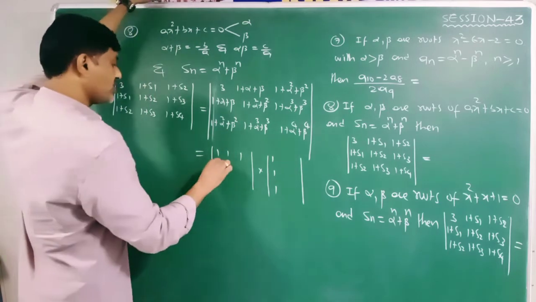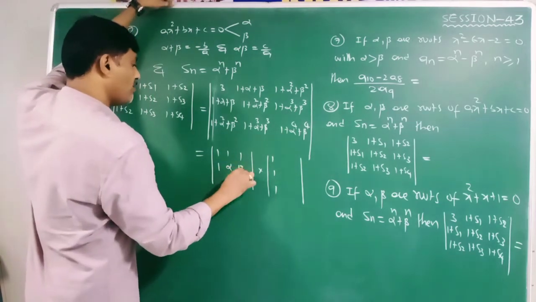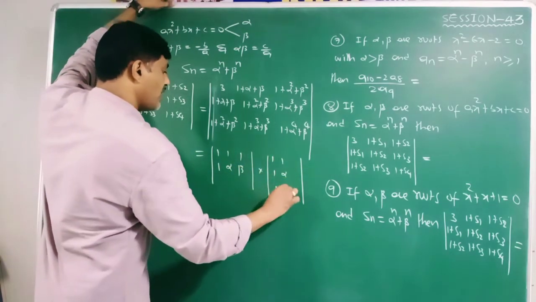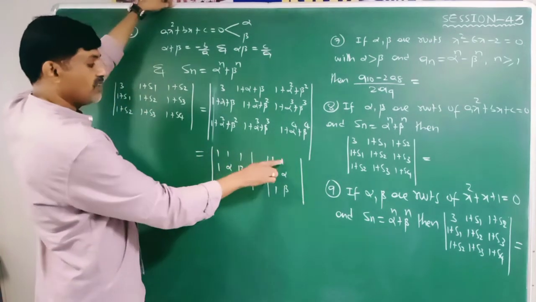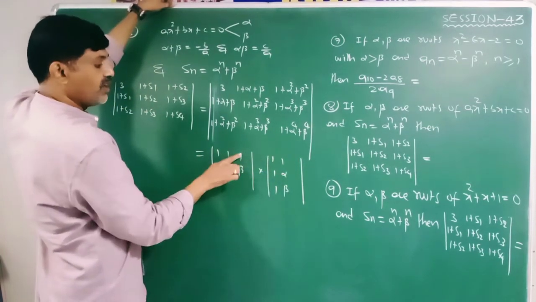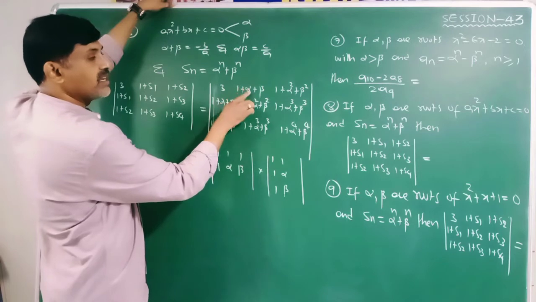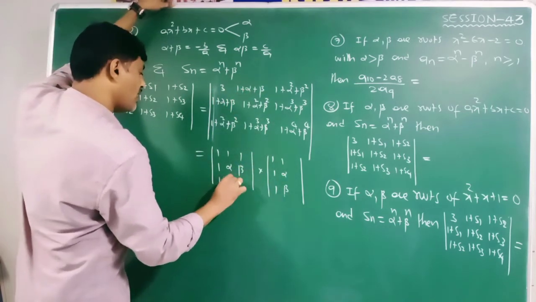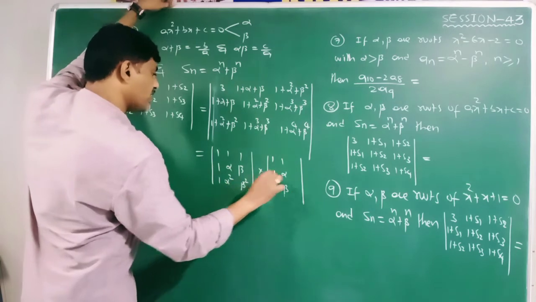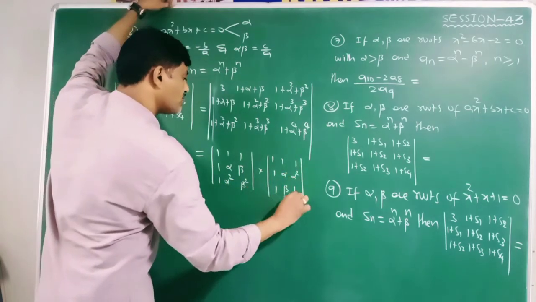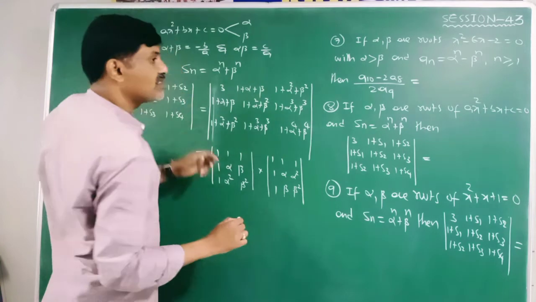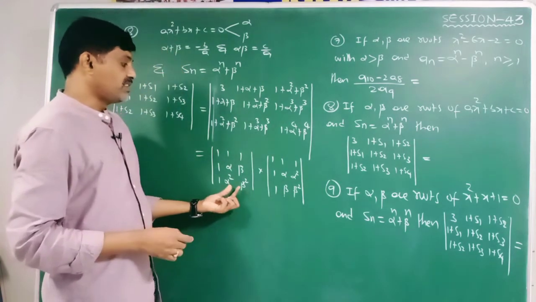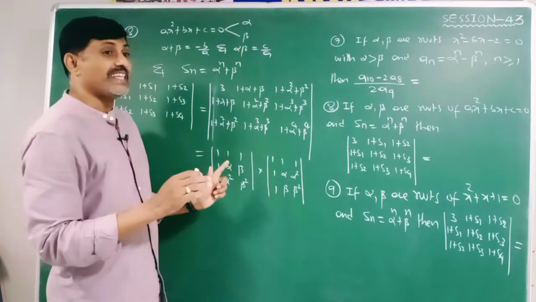Next one is 1 alpha beta in each row. First row with the second column gives 1 plus alpha plus beta. The next rows are 1 alpha square beta square, and here also 1 alpha square beta square. Now this is the product of two determinants, det A into det B, which is det of AB.